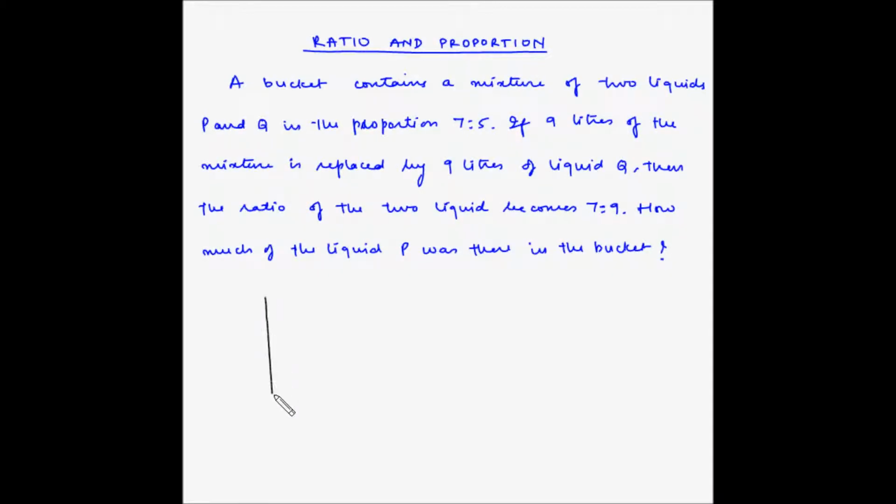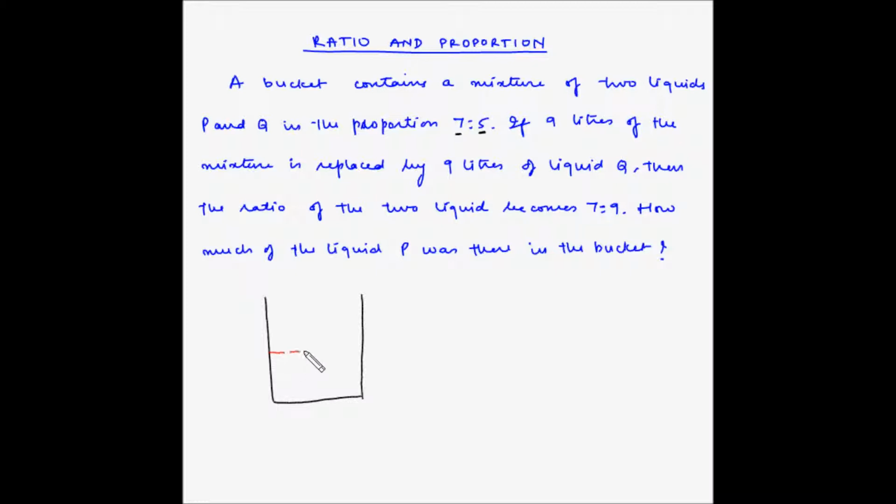So let's say this is the bucket which has the liquids P and Q. Now P in this overall mixture is 7 parts out of the total number of parts, while Q is 5 parts out of the total number of parts. And the total number of parts we can divide this whole mixture into is 7 plus 5, which is 12. So out of 12, P is 7 parts, and out of 12, Q is 5 parts.